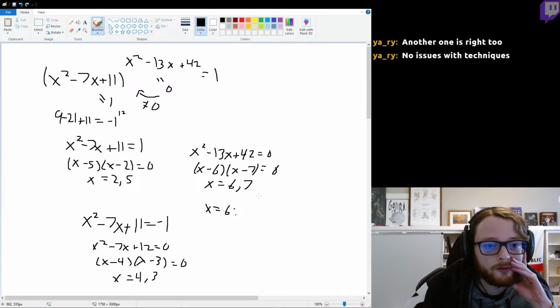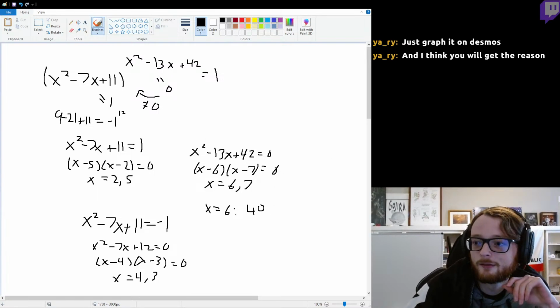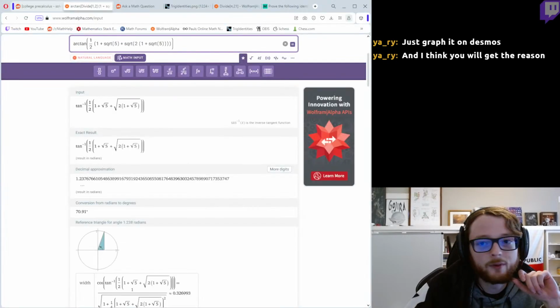X equals 6, you get 36 minus 42 is negative 7, plus 11 is 4. And we already found the exponent is 0. So x equals 6, I guess, works. Graph it on Desmos? All right, yeah. That'll be easier.